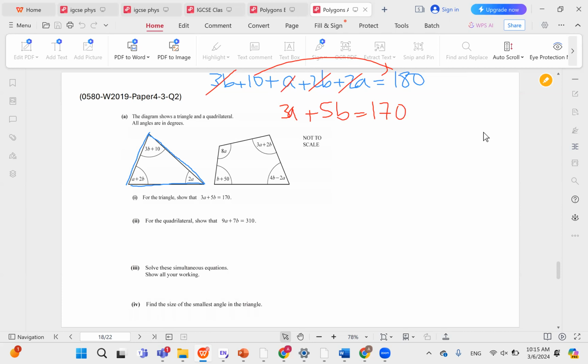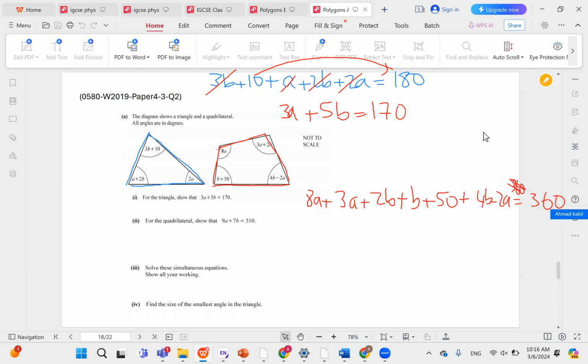For the quadrilateral, show that 9a plus 7b equals 310. So again, you should know that the sum of angles in a quadrilateral equals 360 degrees. You can just add these up. You have 8a plus 3a plus 2b plus b plus 50 plus 4b minus 2a. And this is all equal to 360. Let me write it on the right. Excuse me.